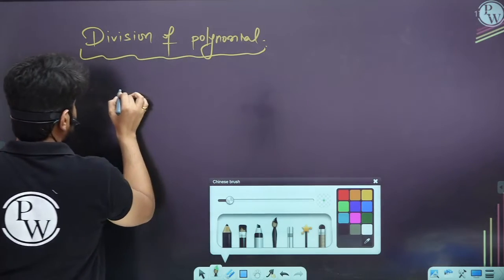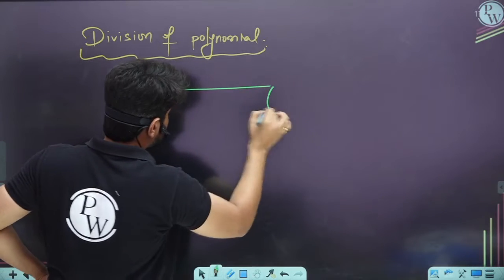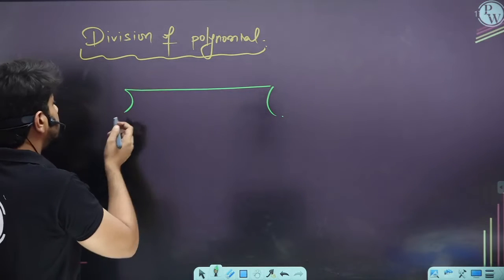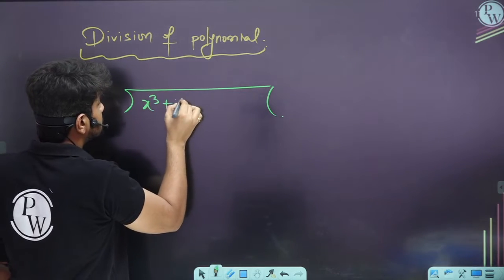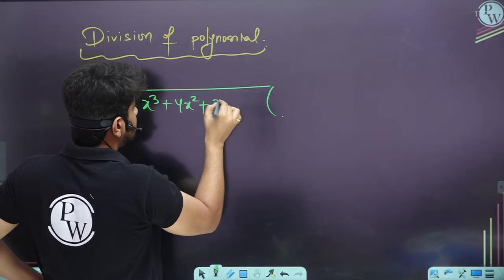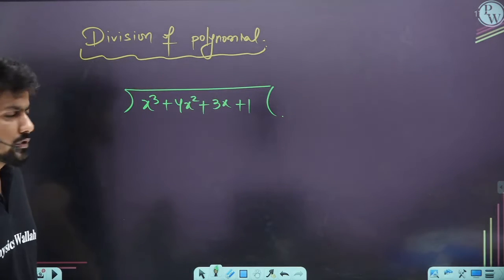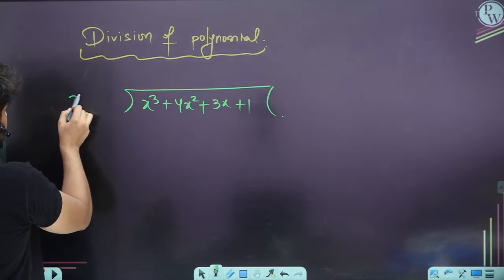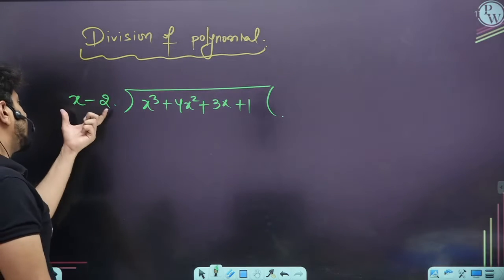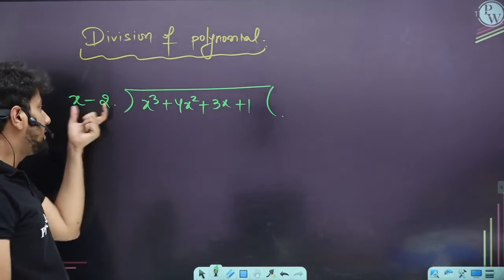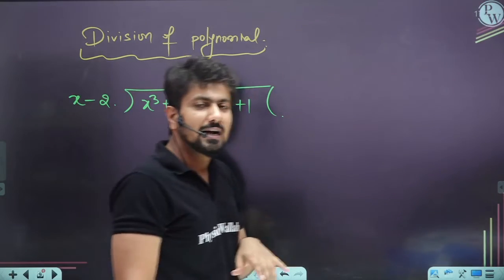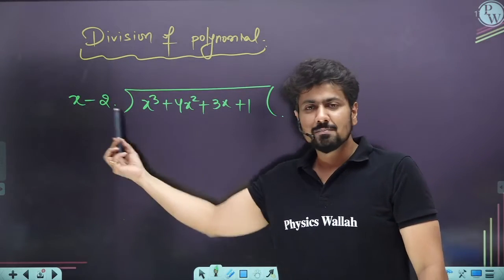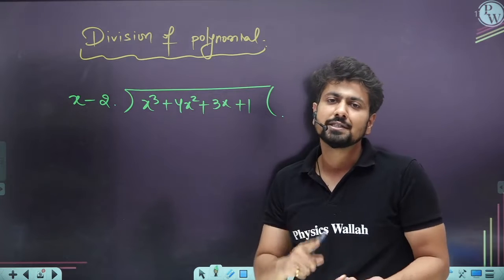Suppose I ask you to divide a polynomial, let's say I give you a cubic polynomial, x cube plus 4x square plus 3x plus 1, and I'm asking you to divide by x minus 2. What will happen if I divide this cubic polynomial by this linear polynomial? How do I divide this? We can already see the dividend and the divisor present. Now what will be the quotient? What will be the remainder?